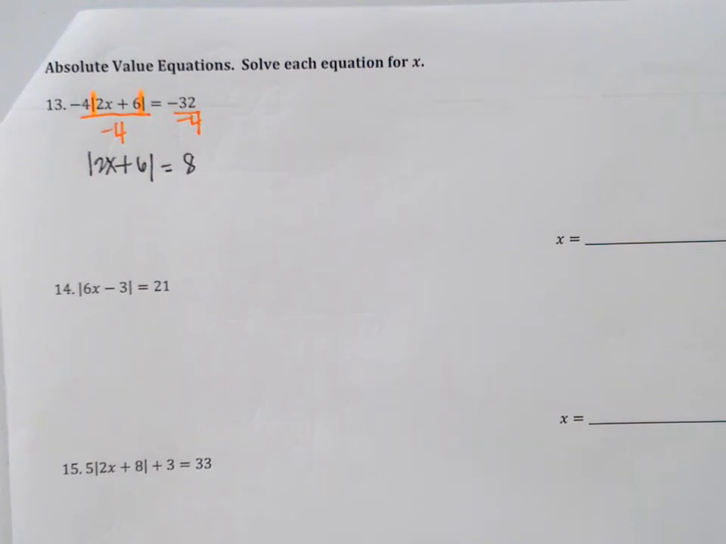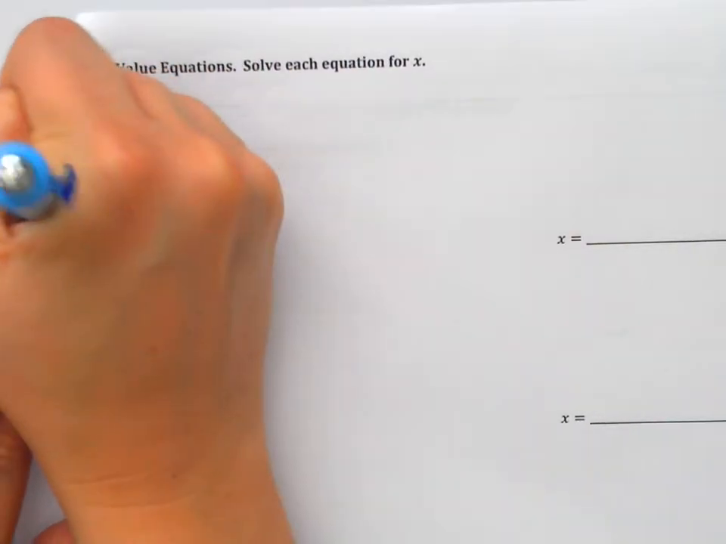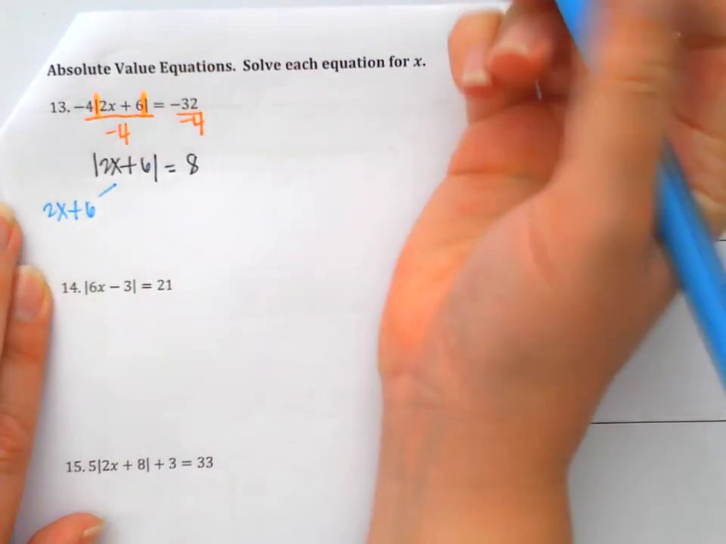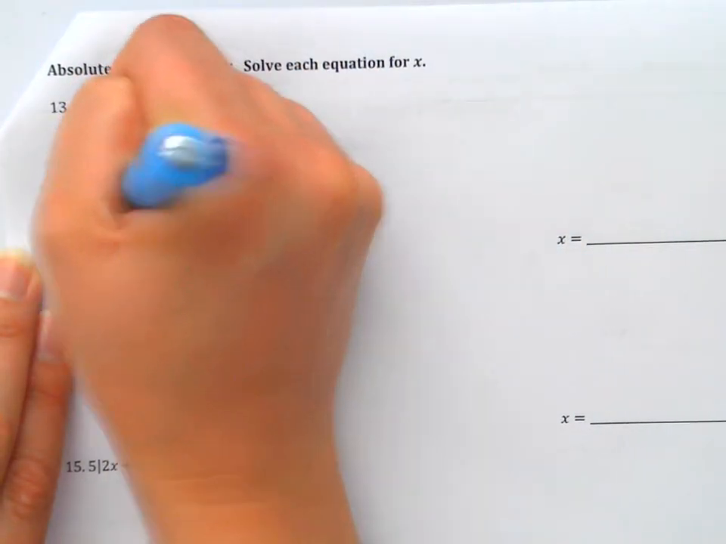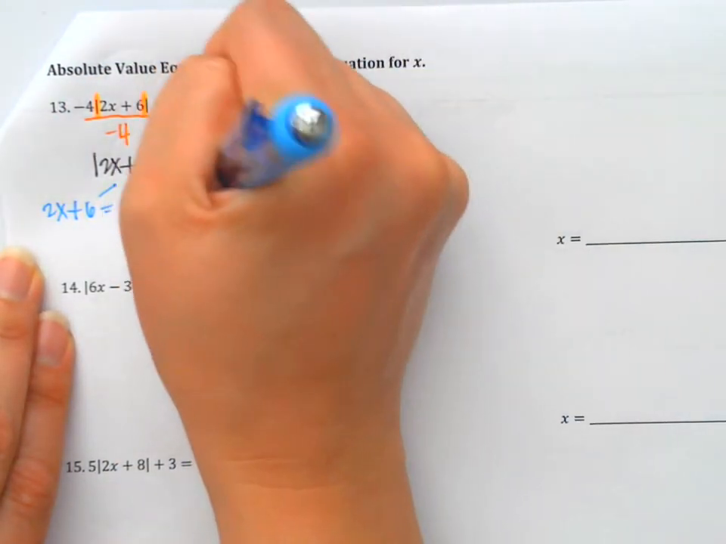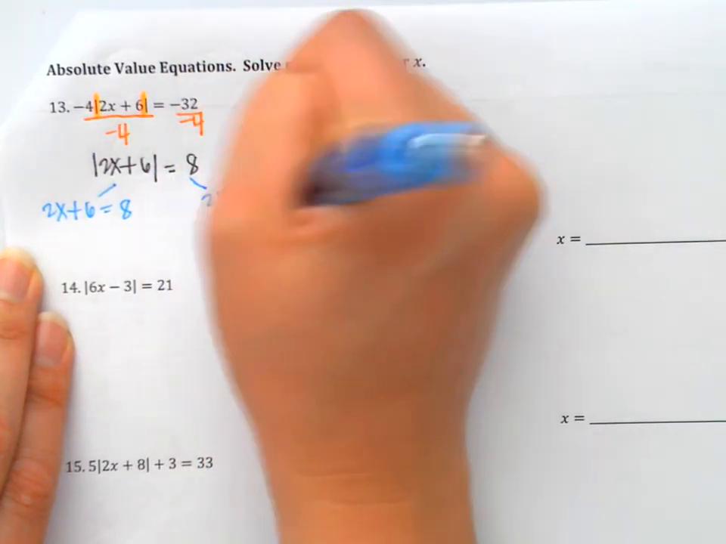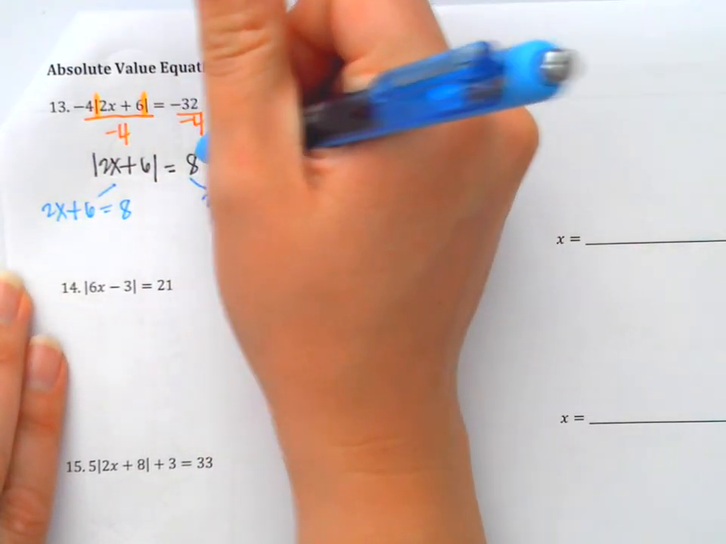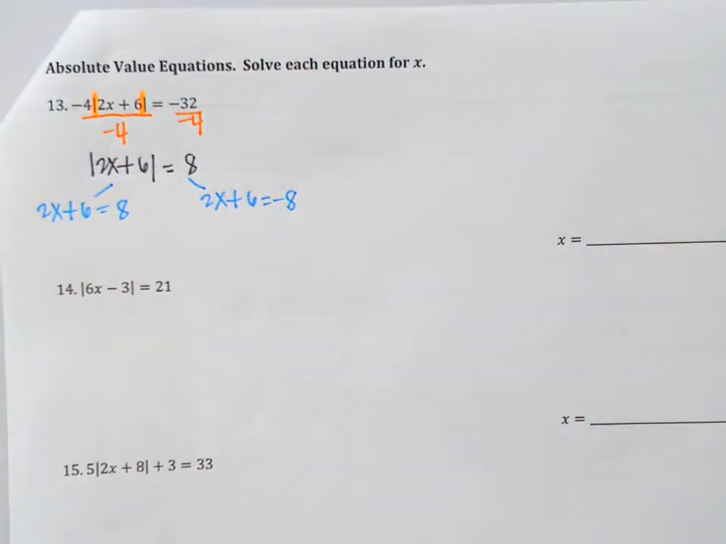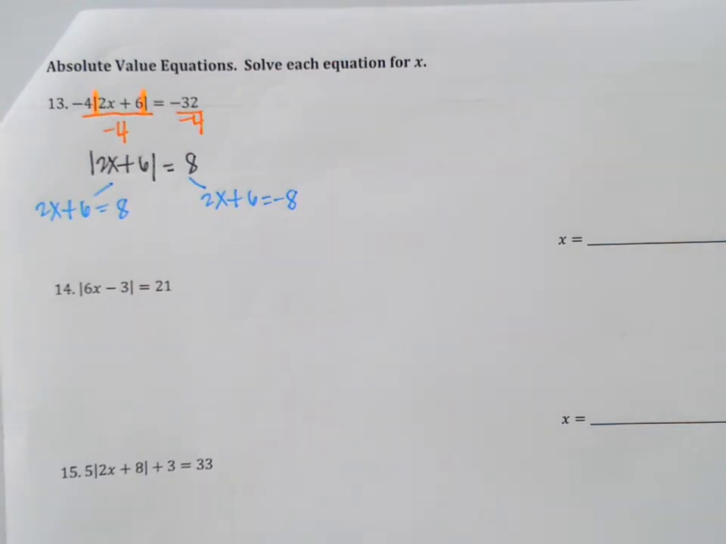Now that I've gotten my absolute value expression isolated, now I can split it into my two equations. Remember, the inside of the absolute value doesn't change. 2x plus 6 doesn't change. It's what it equals. It equals the positive 8, and then it equals the negative 8. Remember, if this was equal to a negative, we'd have to stop and make sure that doesn't work. An absolute value always equals a positive number, so that would be no solution. And so now that we've split it into our two equations, we can just solve each equation separately.